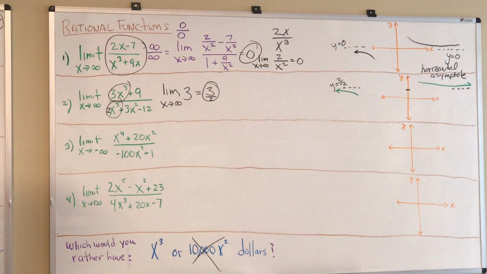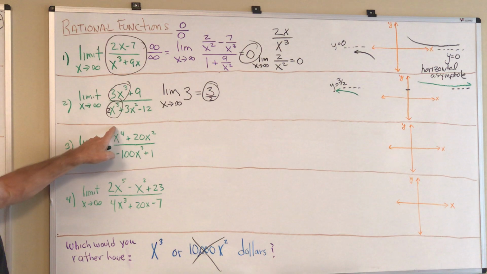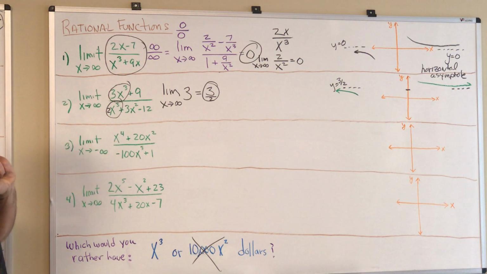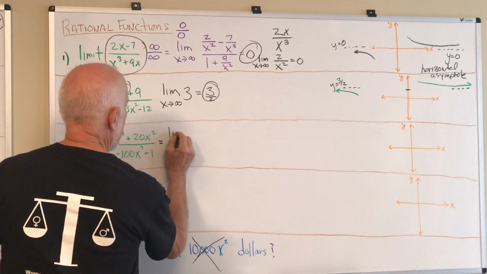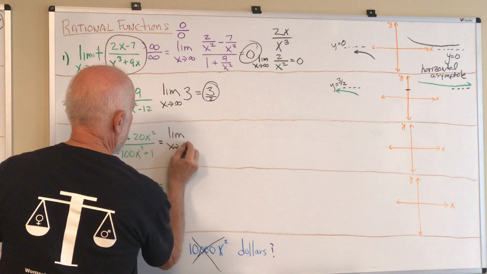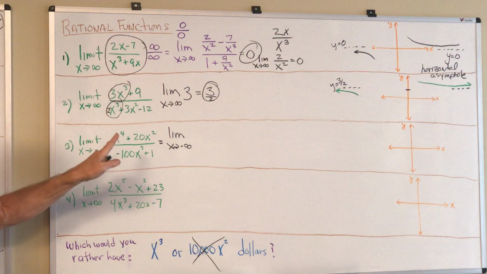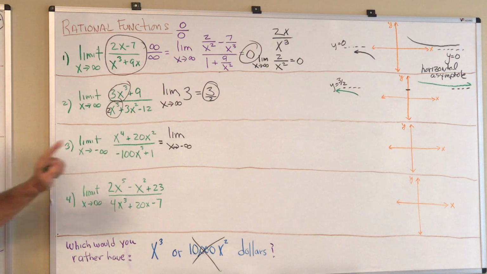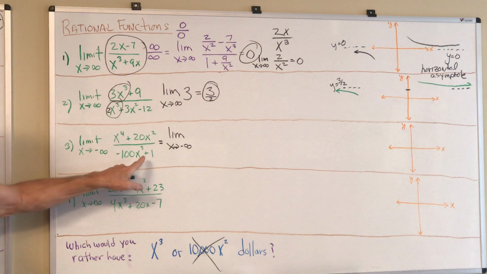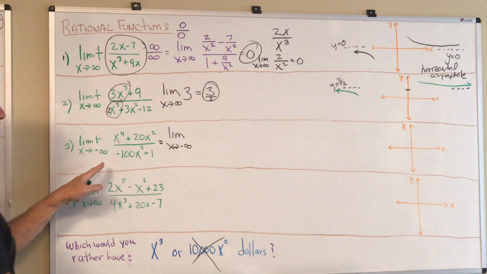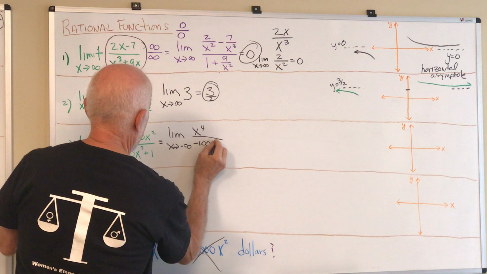Okay, well, let's try the third case. In this case, we have a higher power of x in the numerator than in the denominator. So what we have to do is do an end behavior model. Remember, it's not the same function, but I can give you a function that's very close to this as x gets really large or really small. So I'm going to ignore the 20x squared, I'm going to ignore the 1, and rewrite this as x to the 4th over minus 100 x cubed.